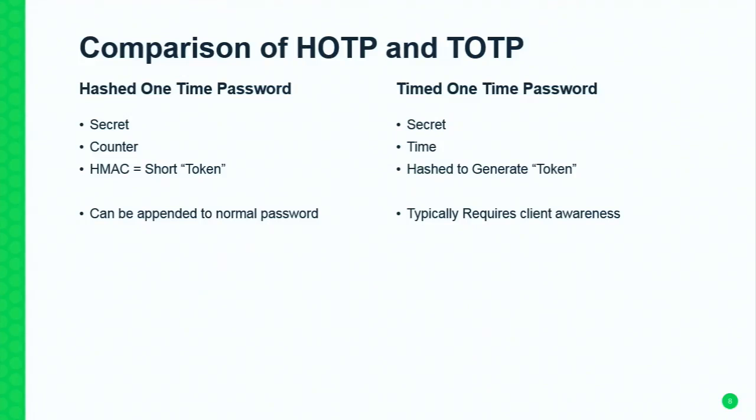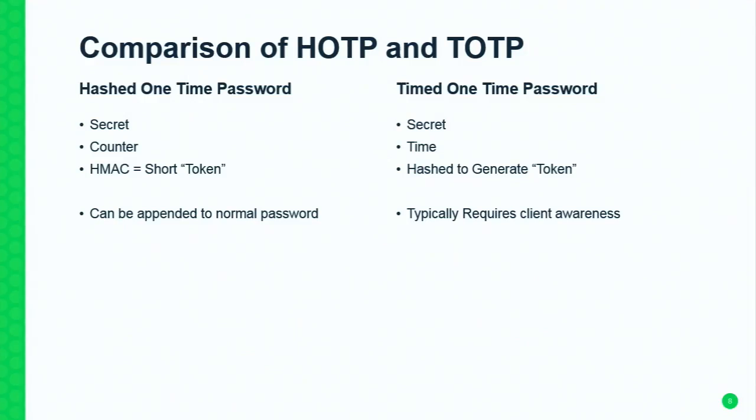The little short code that you get out of the end of these things is called an HMAC. I don't remember what HMAC actually stands for. I thought I had it in the slide, but it's not there. So that's your comparison between a hashed one-time password and a time one-time password. In essence, you're taking the counter and the secret, smashing them together to get your short token, or you're taking a time component and the secret and smashing them together to get your short token.